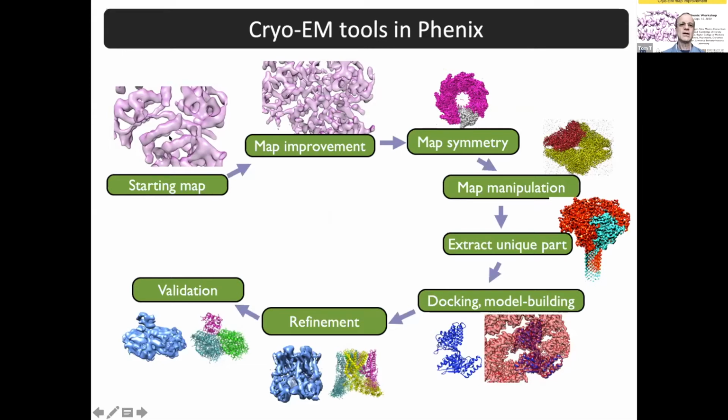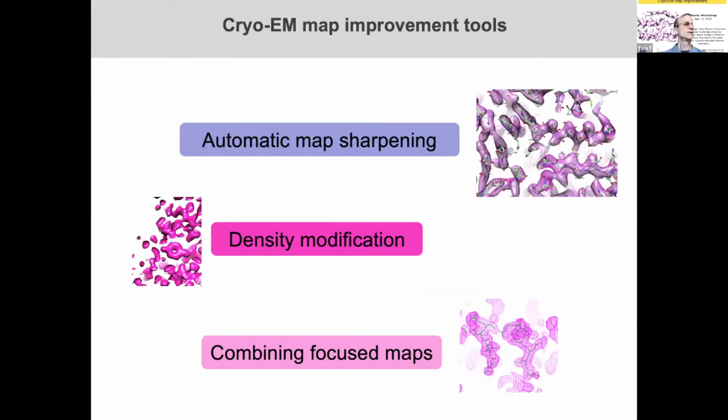to map improvement, map symmetry. And we're going to focus now on the map improvement for a minute. And later we'll talk about model building and probably a little bit of docking. And you can, once again, ask questions all the way through. So we have 3 different tools in Phenix that allow map improvement.